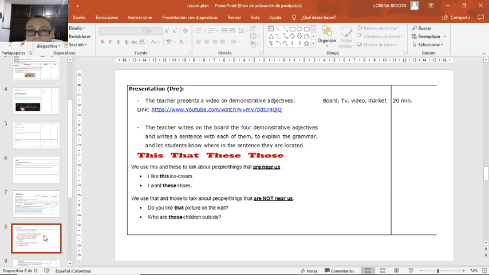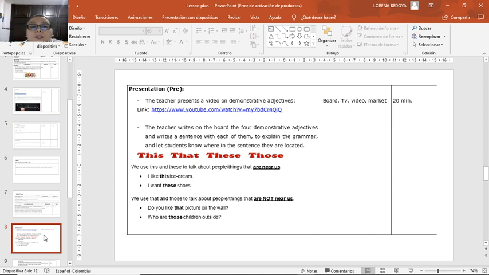The presentation about the topic. The teacher presents a video on demonstrative adjectives. I bring the link for the video. After that, the teacher writes on the board the four demonstrative adjectives: this, these, that, those, and writes one sentence for each adjective. The reason is to explain the grammar and let the students know where in the sentences they are located.